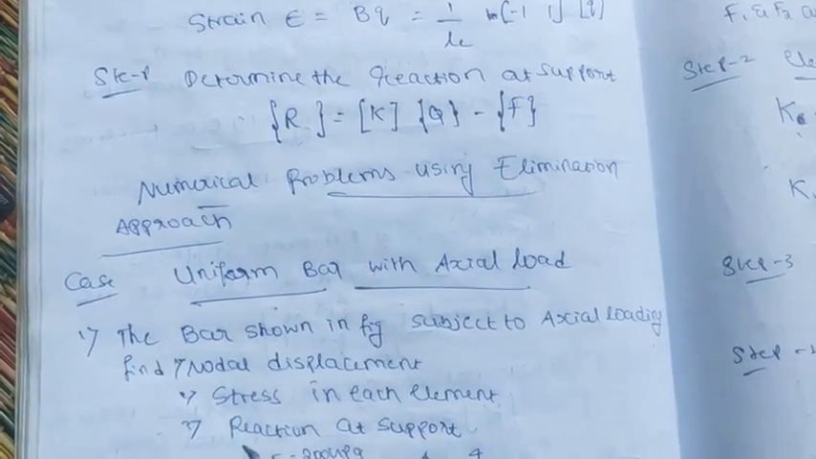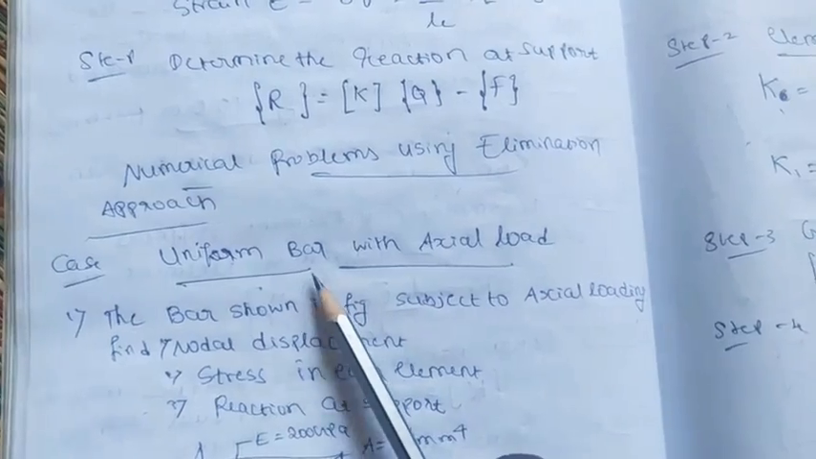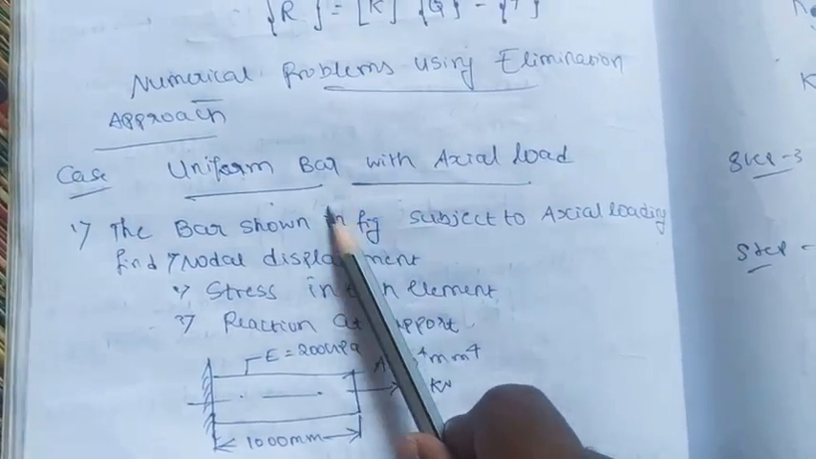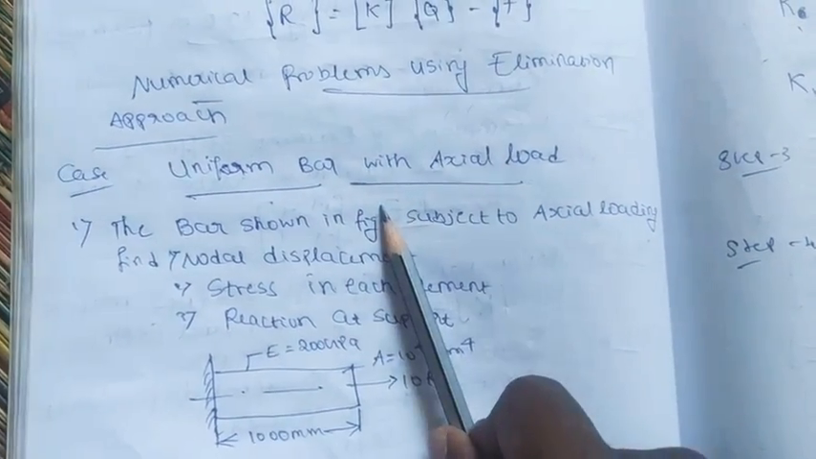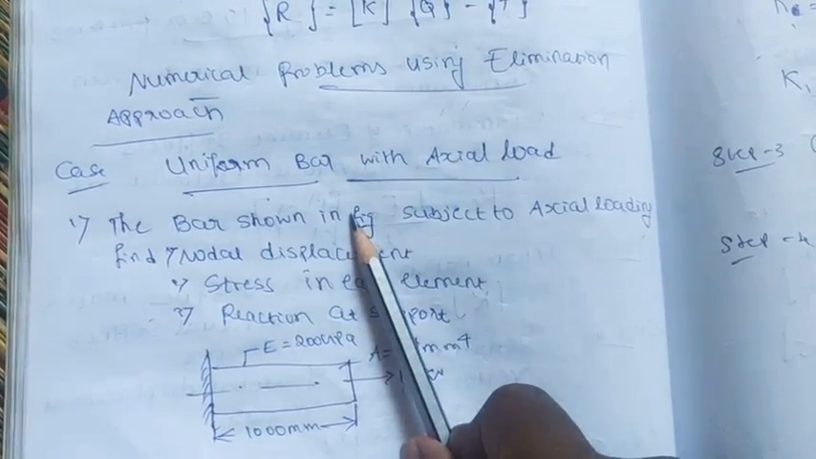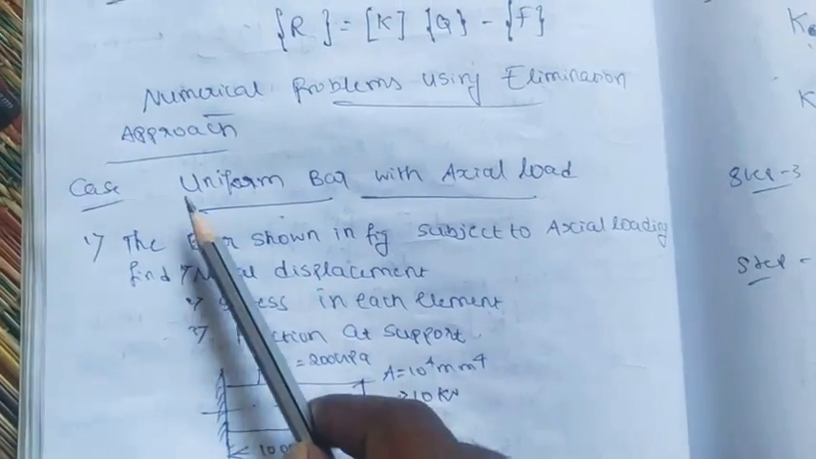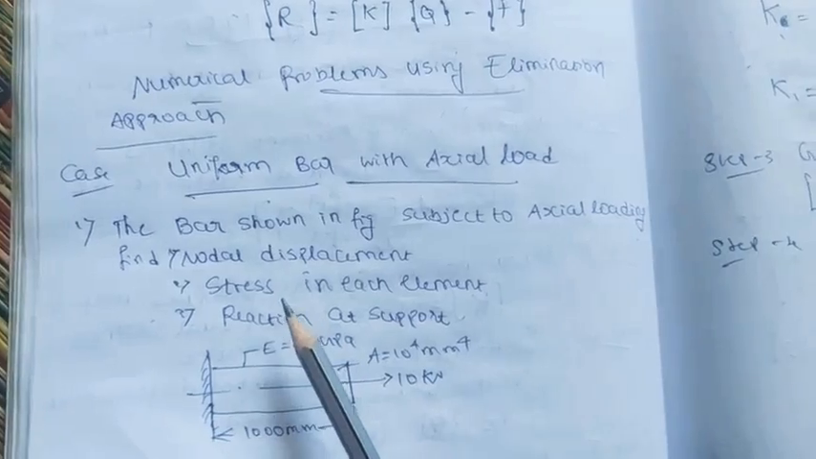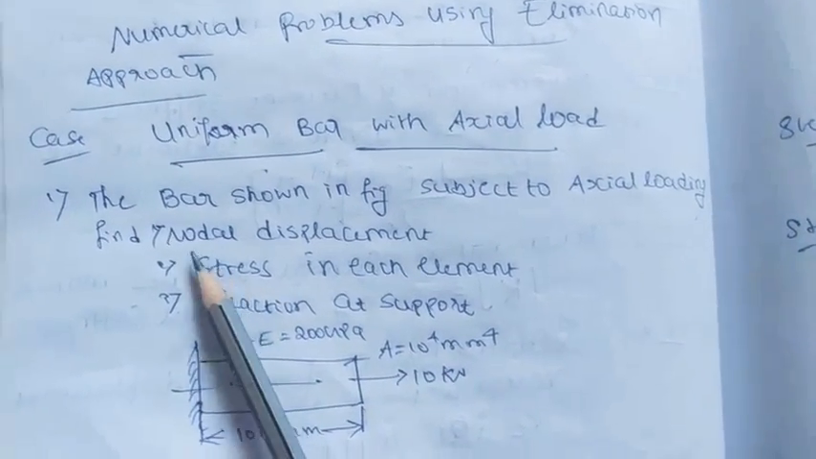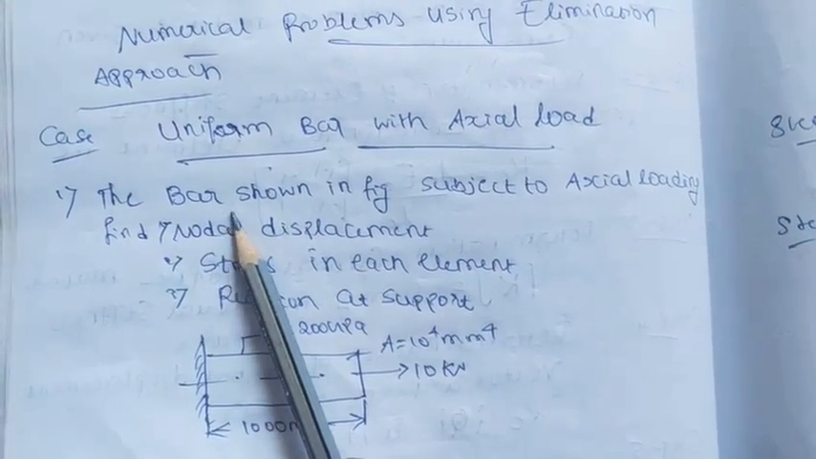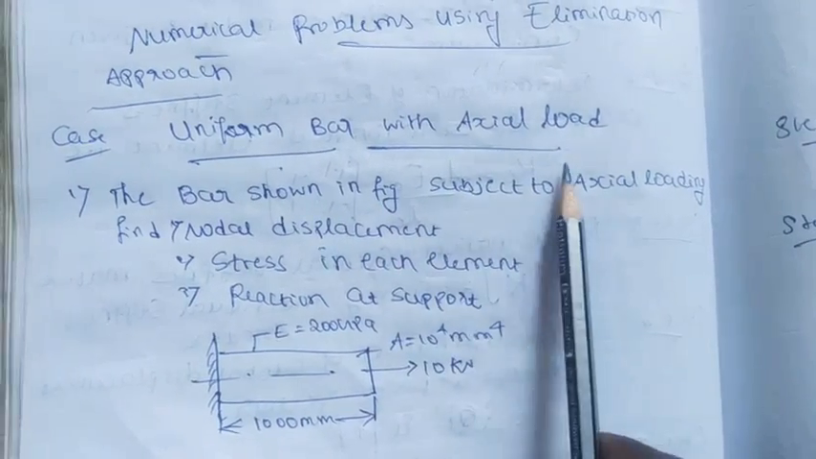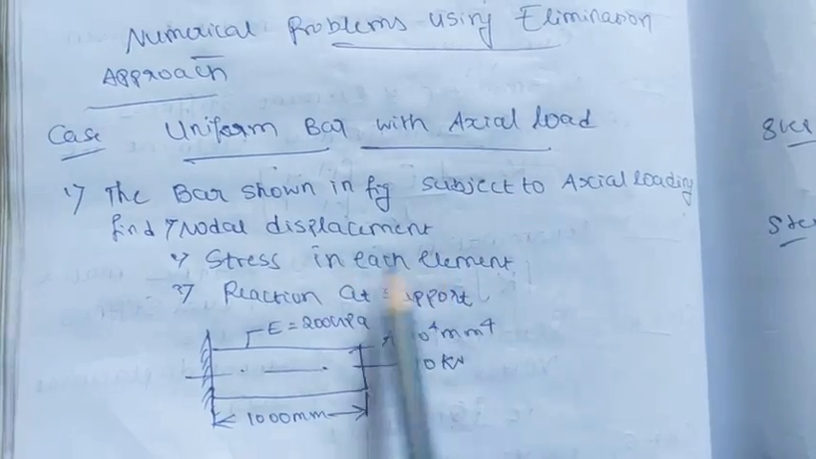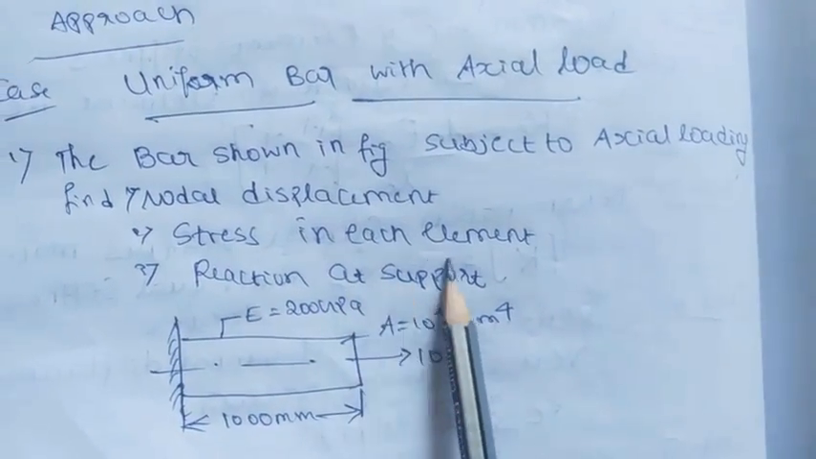So here different cases will come. Like how you did the problems on bars in mechanics, the same thing: a uniform bar, a stepped bar, then a taper bar. First case we are taking a uniform bar with an axial load condition. So the problem is: the bar shown in figure is subjected to axial loading. Find nodal displacement, stress in each element and reaction at support.